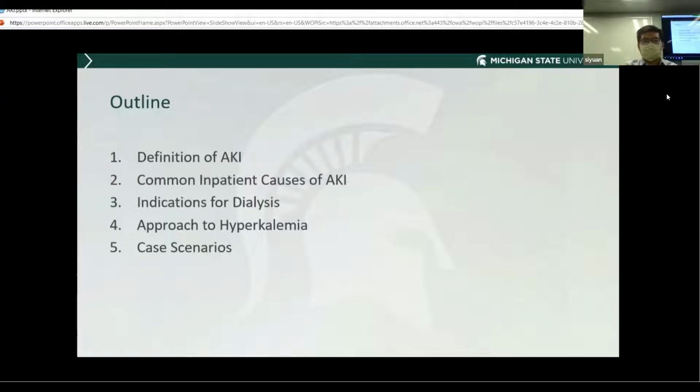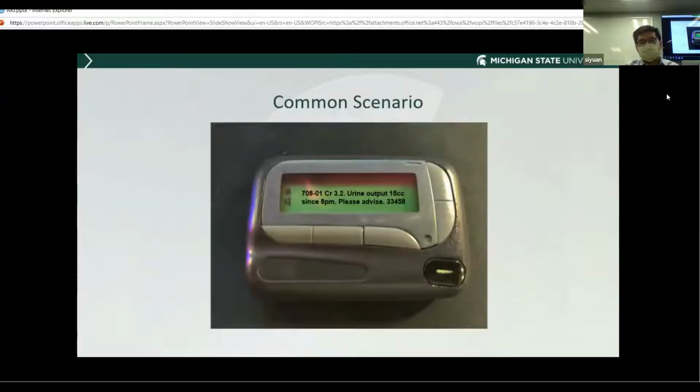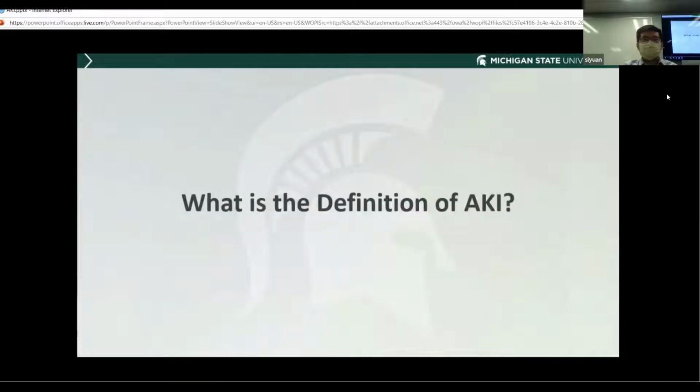So when on the floor, especially on nights, you might get a pager like this telling you that creatinine is elevated, urine output is decreased. Please call the nurse, advise. So what should you do in this scenario, right? By the end of the lecture, you'll have a better idea of how to approach this kind of scenario. So before we start, this is about AKI.